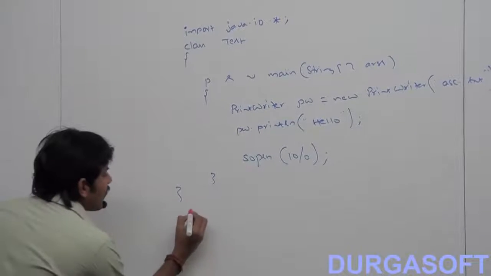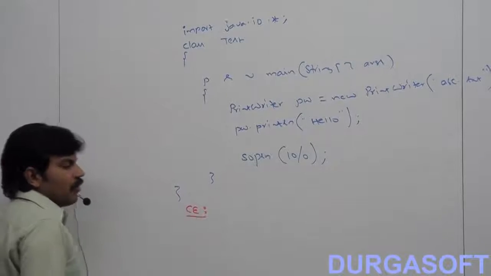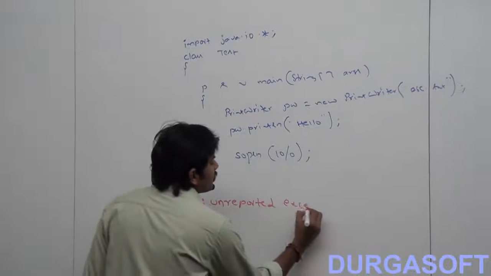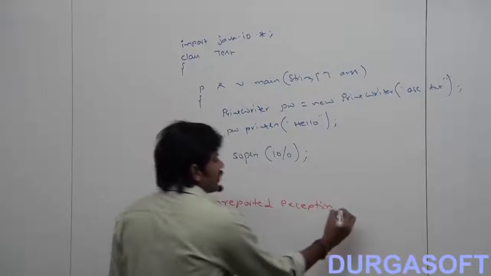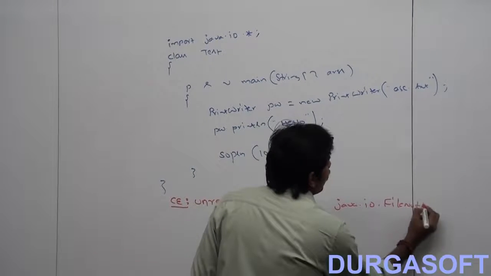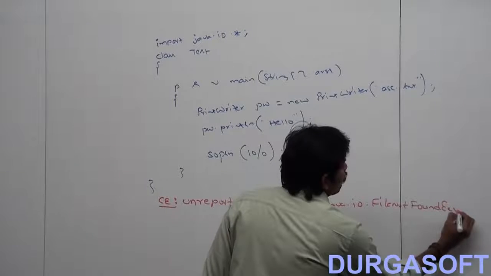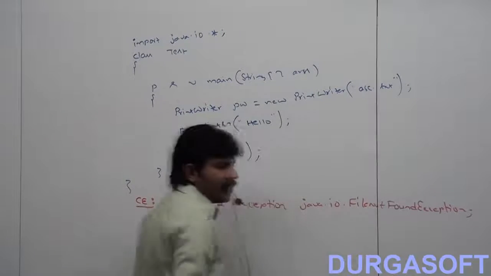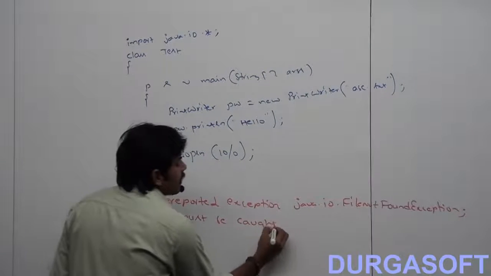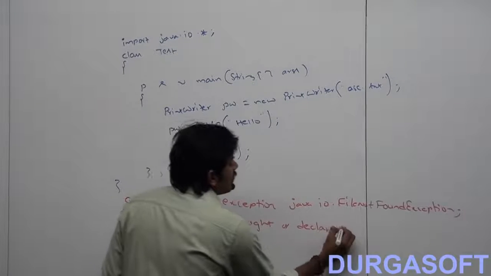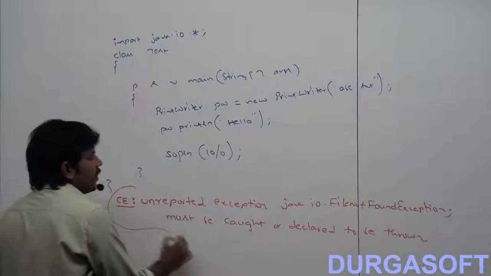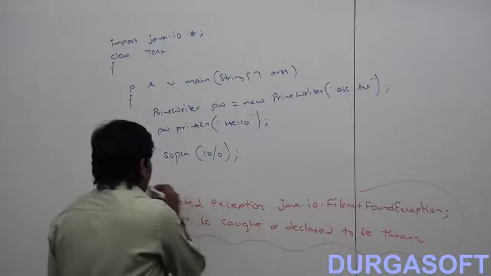Do you know what exact compile time error we are going to get? Unreported exception java.io.FileNotFoundException; must be caught or declared to be thrown. Must be caught or declared to be thrown. This is the exact compile time error we are going to get.